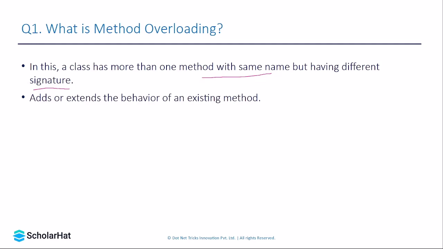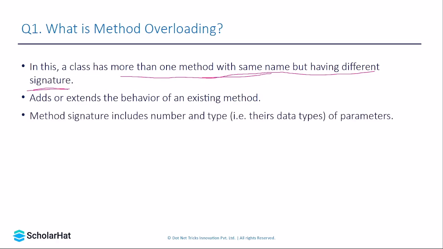Now let's check the definition again. A class has more than one method with the same name but having a different signature. Does this statement sound familiar to you? Yes, your guess is right. So this is the concept of polymorphism, or more precisely, compile time polymorphism, where we are having a method with the same name, but it can have different parameters.